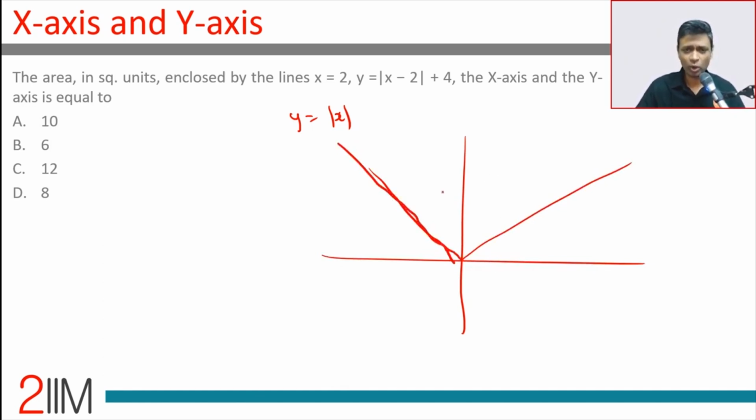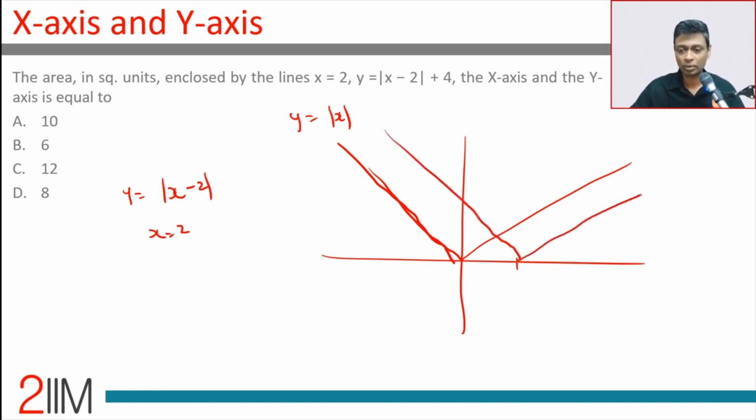Now I want to do y equal to modulus of x minus 2. Think about this, it will go to 0 when x is 2. Shifting it to the right. Y equal to mod x is like this. Y equal to modulus of x minus 2 will be like this. How will y equal to modulus of x minus 2 plus 4 be? Add 4. 1, 2, 3, 4. It will be a line like this.